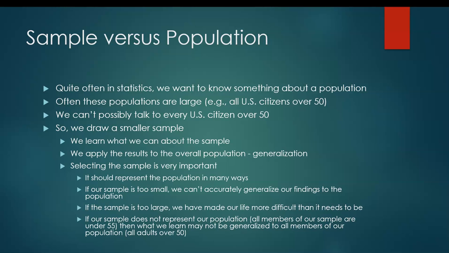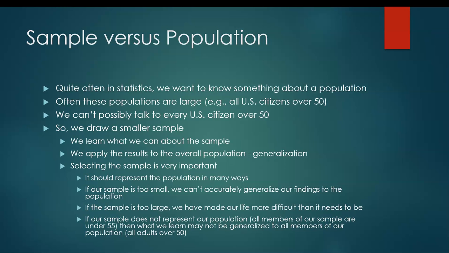So like I said, selecting the sample is very important. It should represent the population in many ways. If our sample is too small, we can't accurately generalize our findings to the population because we didn't get enough of a sample. We can't track enough of the variability. We can't track enough of the features of the sample to actually say that this is going to apply to the population. If the sample is too large, well, we've made our life too hard. It's going to be more difficult than it needs to be.